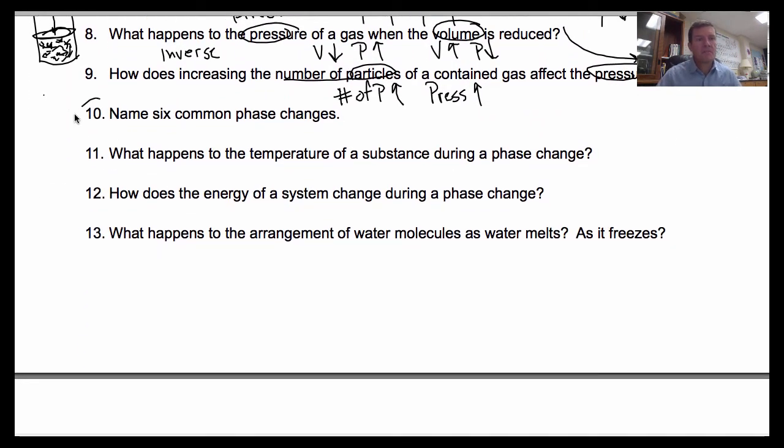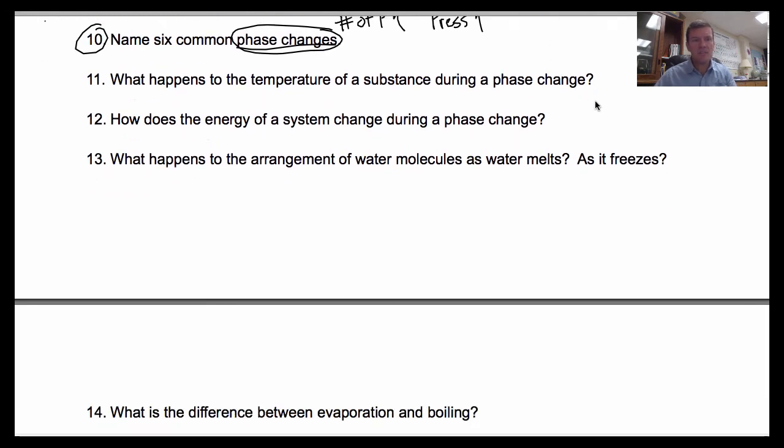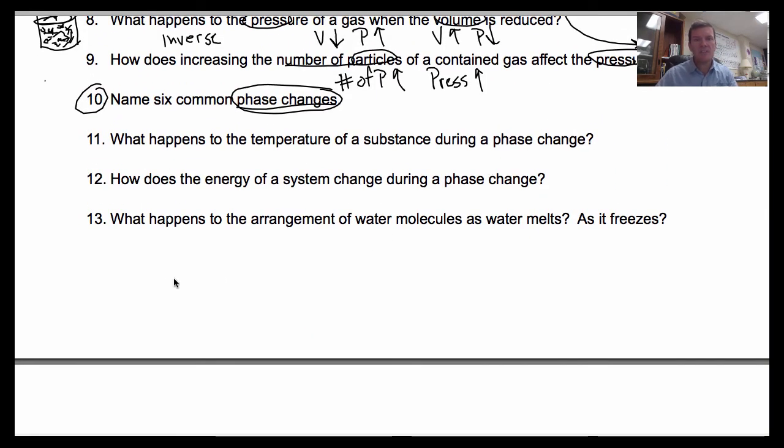All right. Then we talked about phase changes. Phase changes are when you're changing something from a solid to a liquid, liquid to a gas, gas back to a liquid, liquid back to a solid, or even solid straight to a gas, gas straight to a solid. So 6 phase changes. Let's talk about these. All I'm going to do is make a little chart down here.